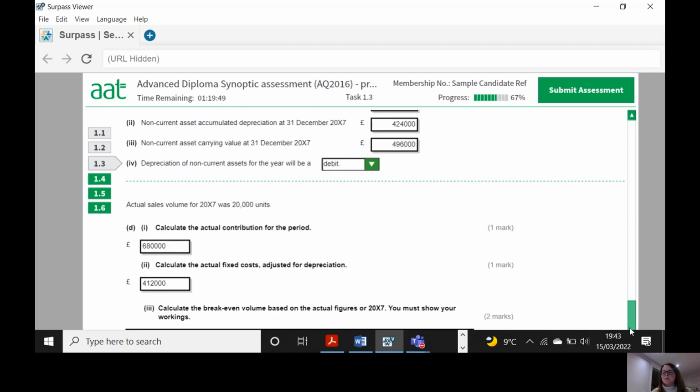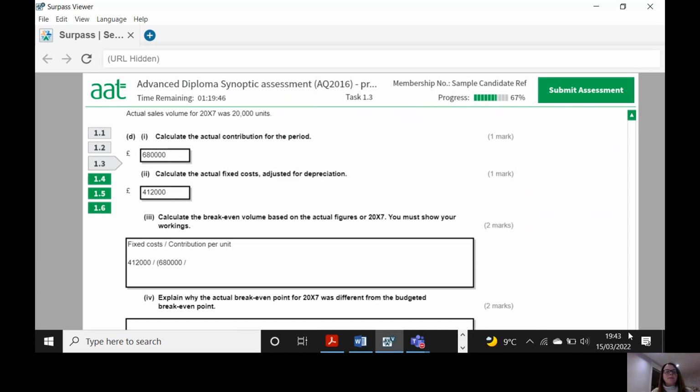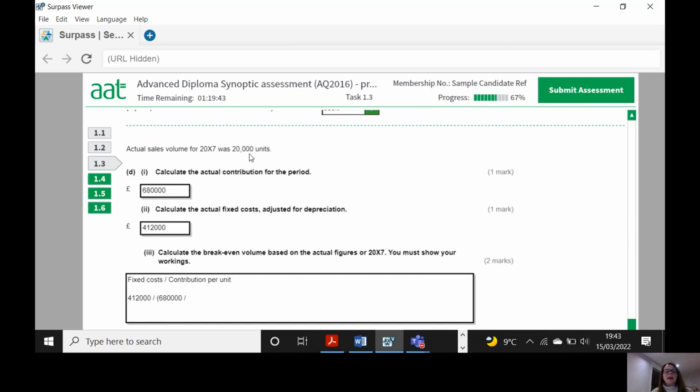Oh, it's so awkward this moving up and down on here. Sorry about this. Yes, there we go. Tells me there 20,000 units. So working out the contribution per unit like that, you could even put underneath what that comes to. This is just a freestyle human marked question. So what is that? 680,000 divided by 20,000 is £34 as a contribution per unit, which equals, now let's just do this on the calculator.